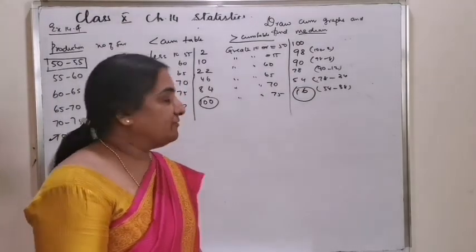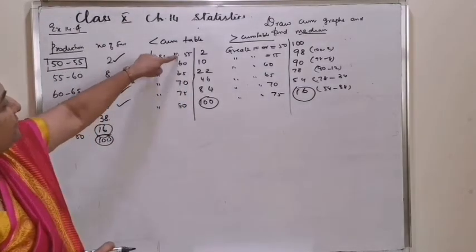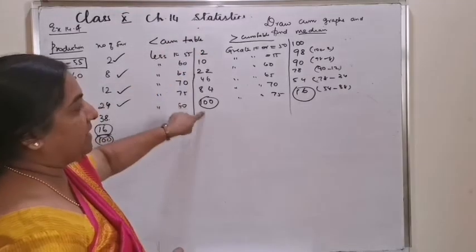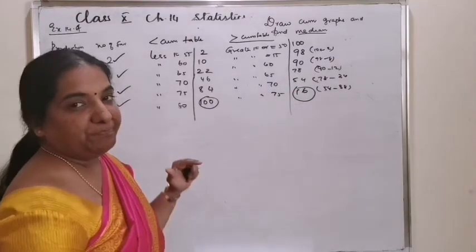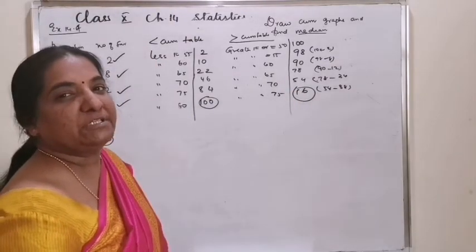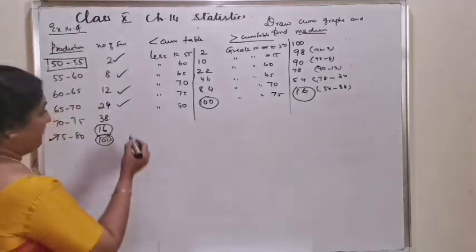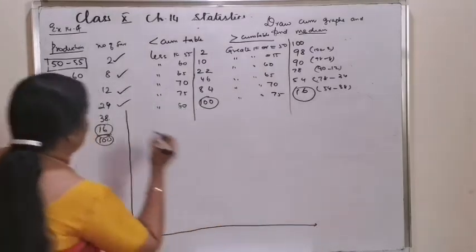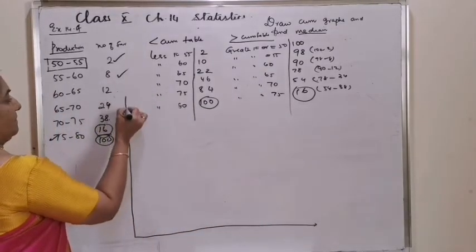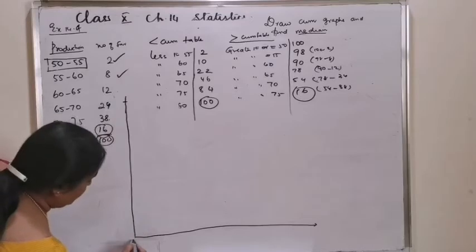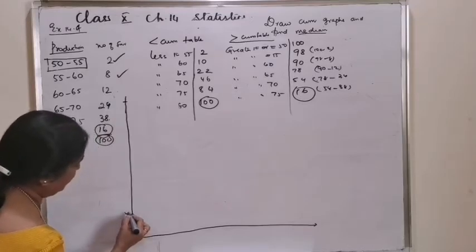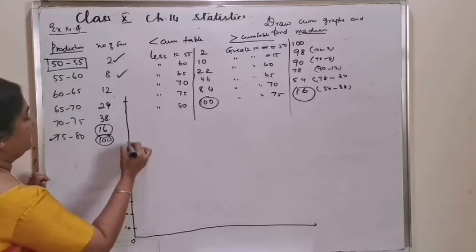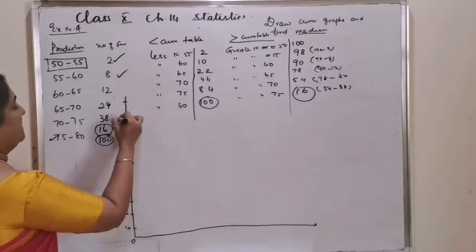Now to draw the graph, on the x-axis the values of 55, 60, 65, 70, 75, 80, and on the y-axis between 2 and 100. That means it should be from 10. You can take it as the gap unit. 1 unit is equal to 10 units. So let's plot it here. We take it as 10, 20, 30, 40, 50, 60, 70, 80, 90, 100.